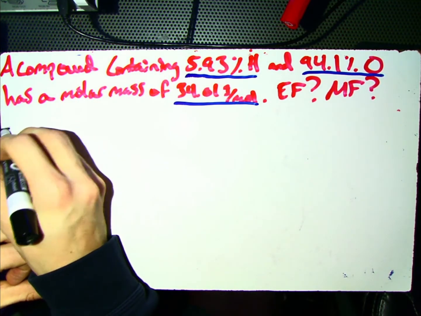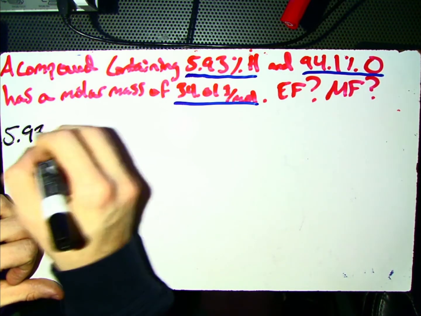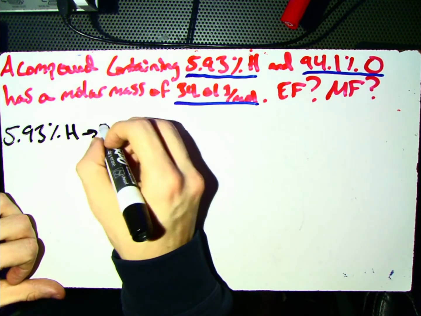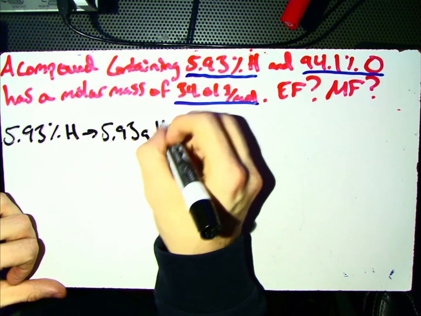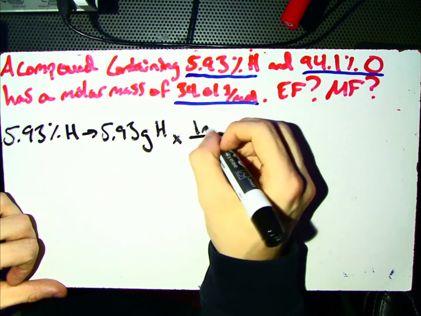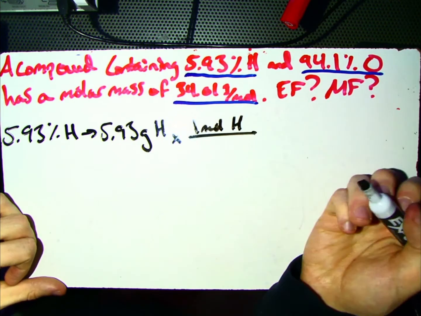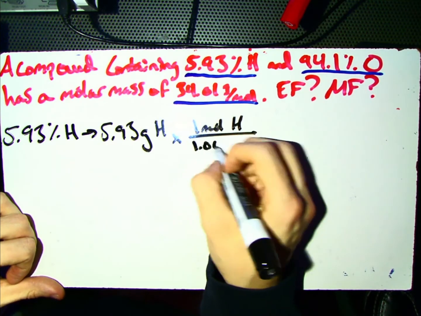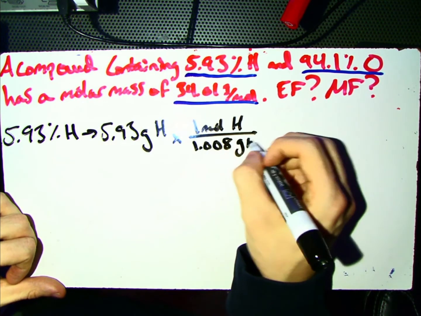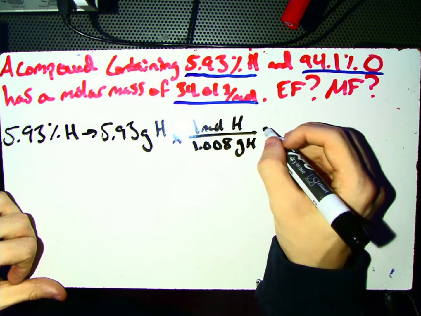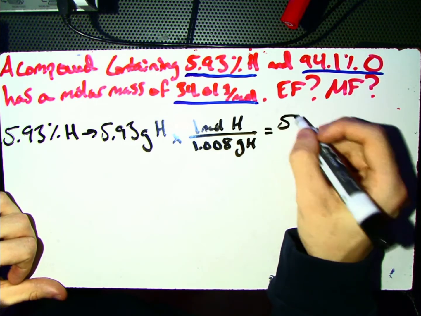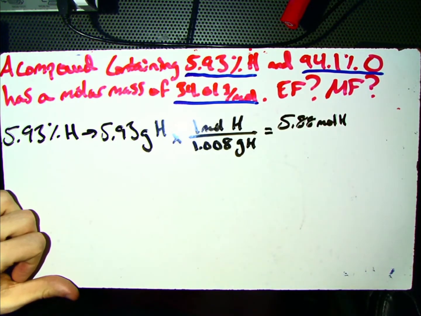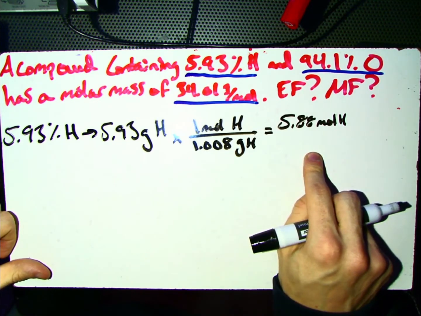We know we have 5.93% hydrogen. Remember, percent to mass, so 5.93 grams of hydrogen. And we need to convert that to moles. Well, how many grams of hydrogen are in 1 mole? You can find that right on the periodic table. 1.008 grams of hydrogen. And if you plug that into a calculator, you should get 5.88 moles of hydrogen. All right, let's go on to oxygen.